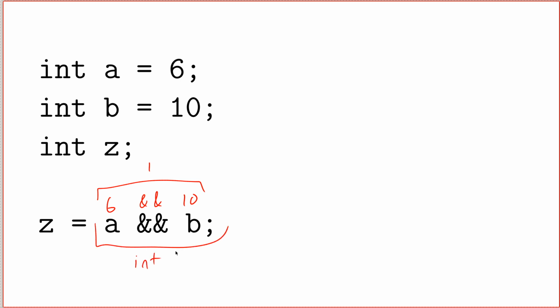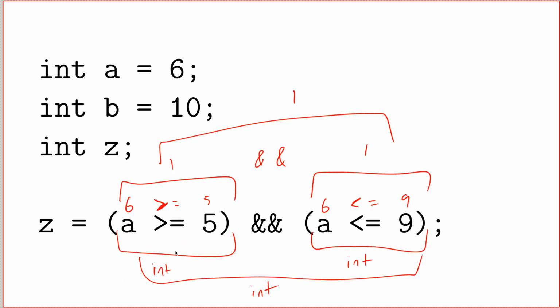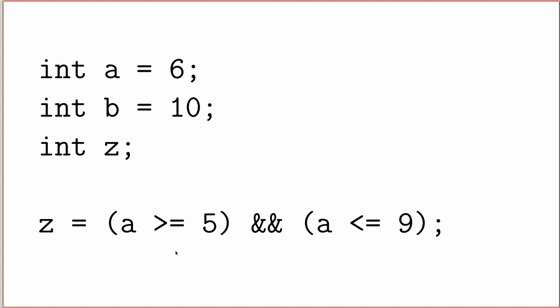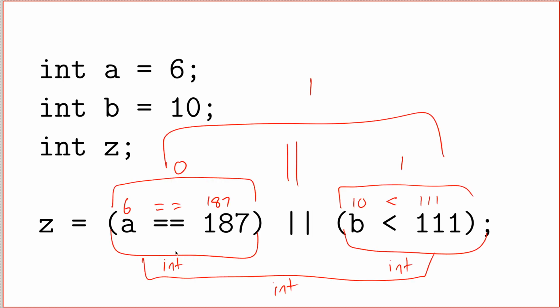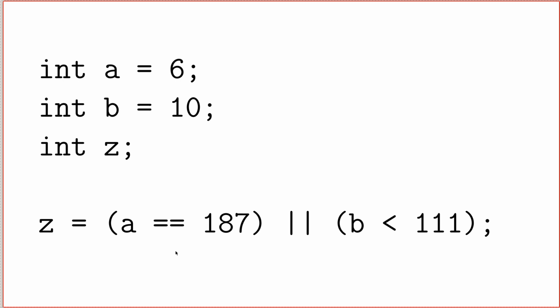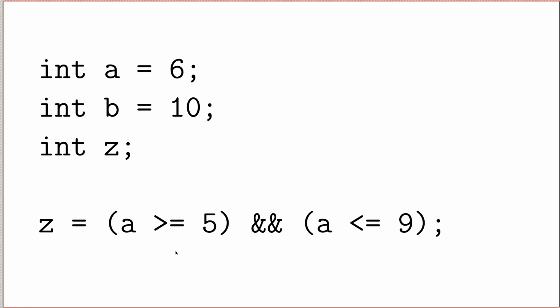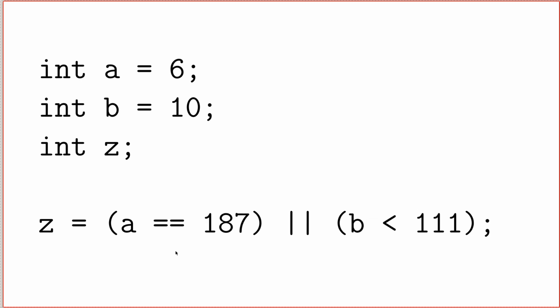And so, using logical operators to chain things together, the best example probably is this one here, where we're asking if a sits inside of a particular range. We might occasionally ask questions like this: is a equal to 187, or does b happen to be less than 111? Although this is a little bit more contrived. The usual use case is things like this, maybe things like this.